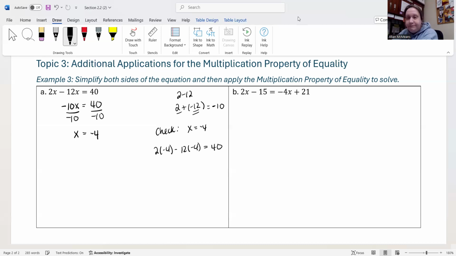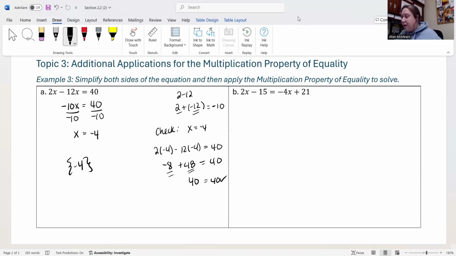Hopefully that equals 40. Well, 2 times negative 4 is negative 8. And this minus 12 times 4, I'm going to think of that minus 12 as negative 12. So negative 12 times negative 4 is positive 48. And then negative 8 plus 48, I'm adding two numbers with different signs. I subtract their absolute values. So 48 minus 8 is 40. But I have to ask myself, is it positive or negative? Well, I have 8 negatives, but I have 48 positives. That means I have way more positive than negative, so the leftovers are positive, and we get that 40 really does equal 40. So we can say the final answer is negative 4.